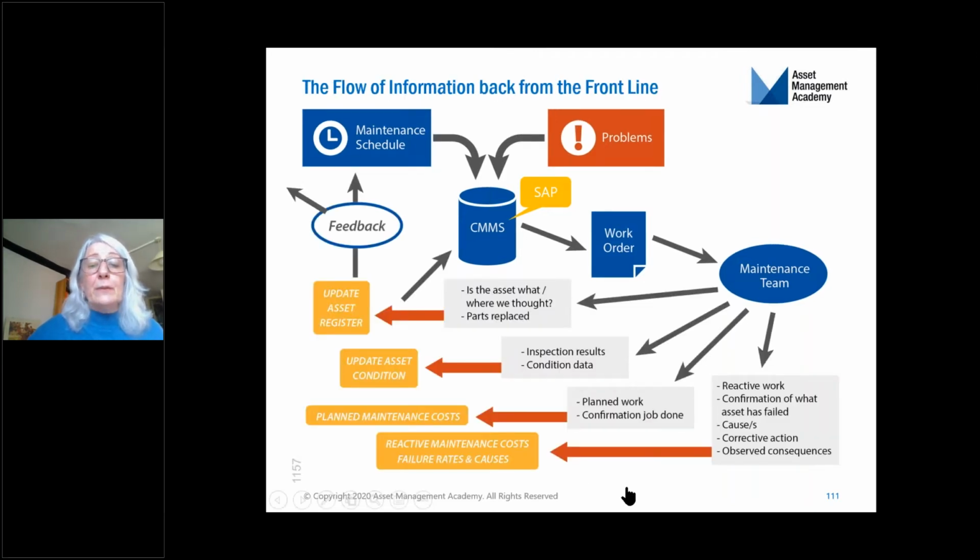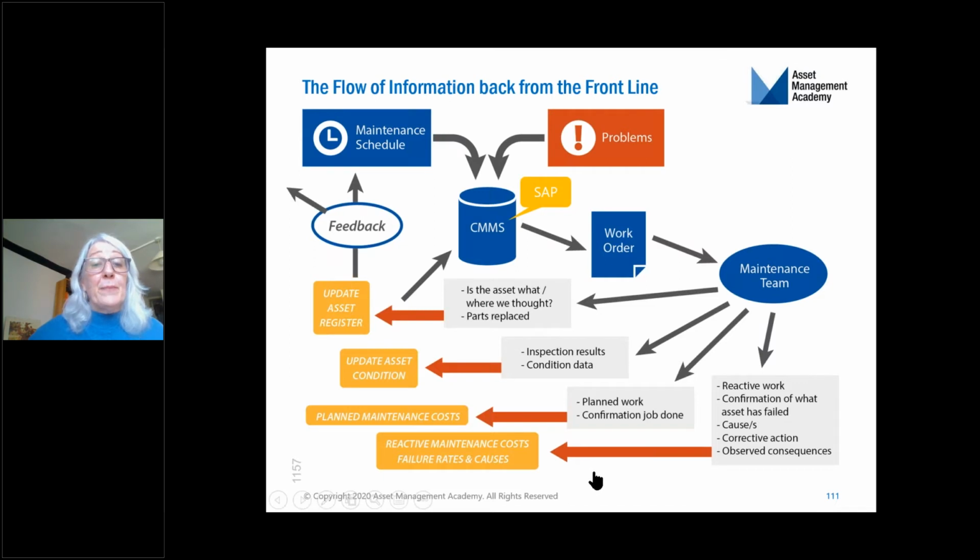Now, I invite you to think a little bit about the whole life cost model. Do you remember that we had planned maintenance costs, reactive maintenance costs, and risk costs, part of which comes from the likelihood that the asset has failed. So three things in our whole life cost model: what does planned maintenance cost, what does reactive maintenance cost, and what's our failure history. These are things we can only know if we get feedback from the field.